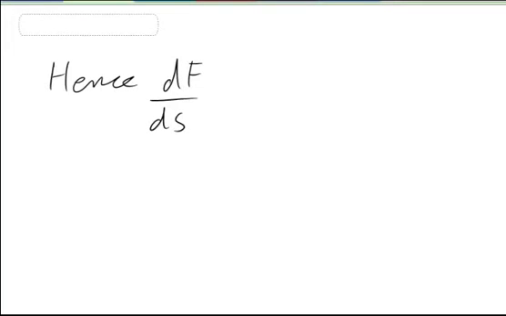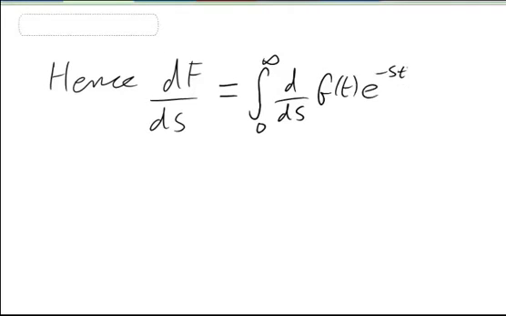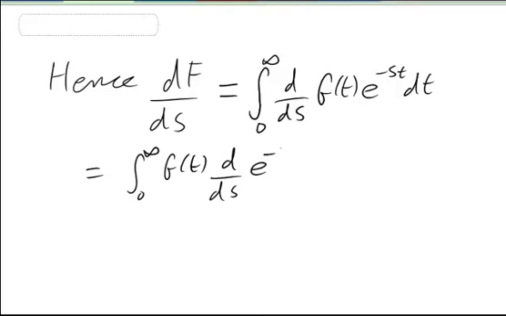Hence we can write dF by ds is equivalent to the integral from 0 to infinity d by ds acting on f of t e to the minus st dt. But as we already noted, f of t doesn't care about s either. It only depends on t. So we can go a step further and pass that derivative through until it hits the thing that it's really looking for, the e to the minus st.